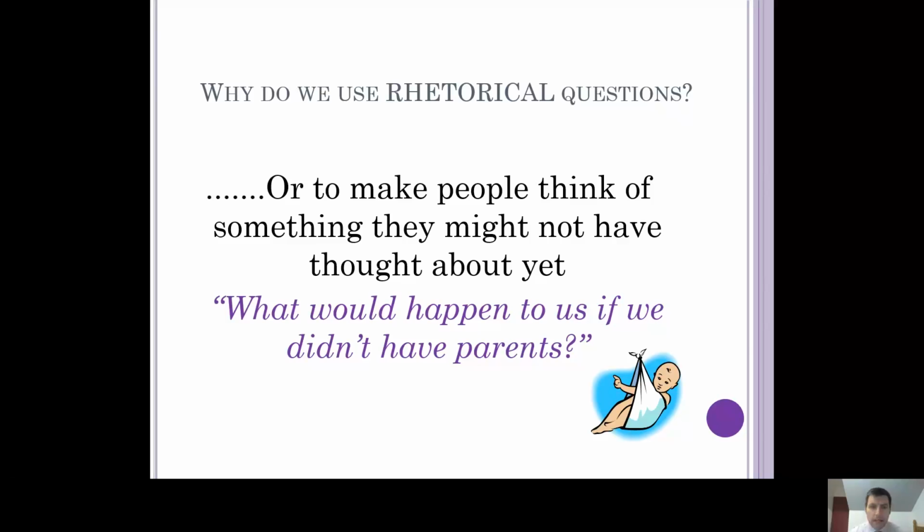Or it might be that rather than making an obvious point, like you don't really want extra homework, it's basically to make you think about something that you haven't empathized with yet, you haven't thought about yet. So, what would happen to us if we didn't have parents? Here it's getting you to ponder something. You're not expected to answer it, but it's making you think, oh, that would not be a good situation. That would not help me if I was faced with that problem.